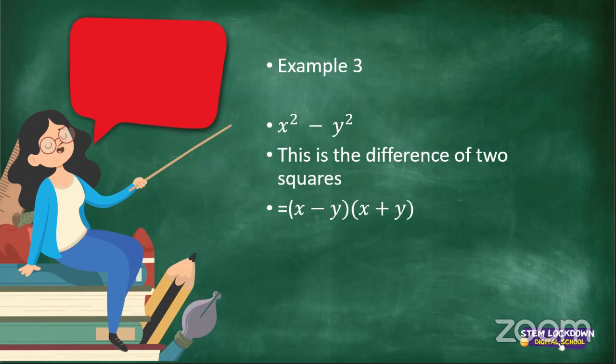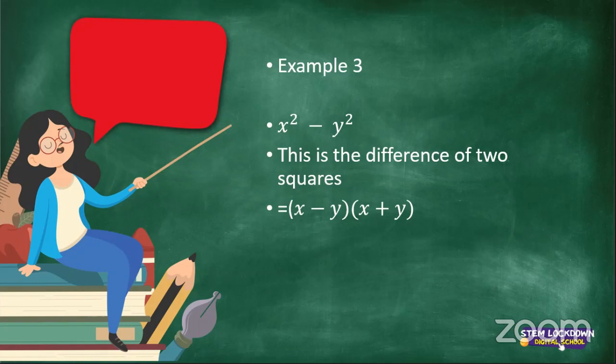I want you to forget about the plus sign now, the x squared plus y squared. We will come to that when we factorize trinomials. But for now, we are factorizing the difference of two squares. And why do we call this the difference of two squares? Maybe let me start there.